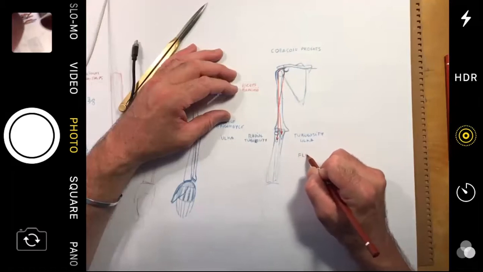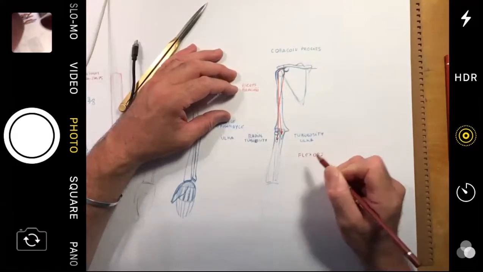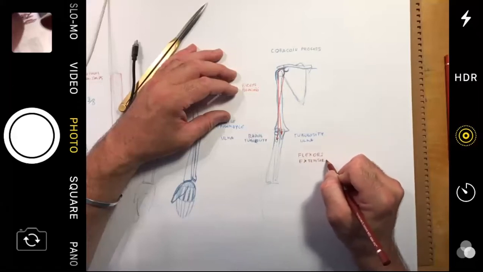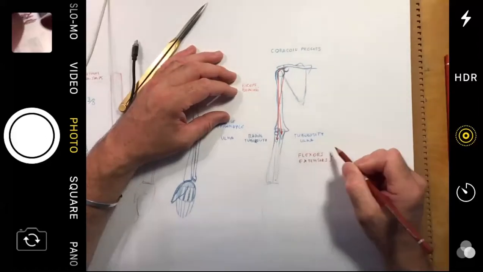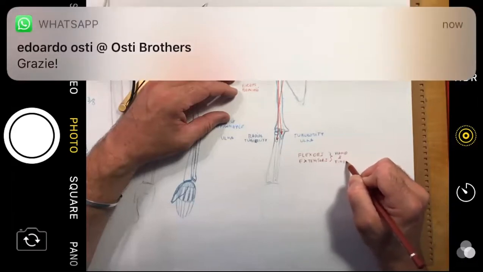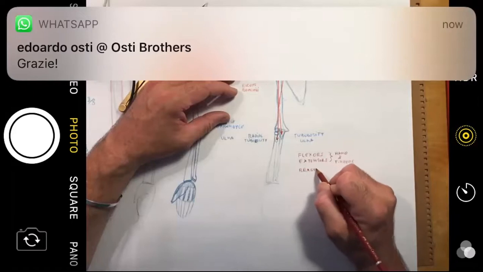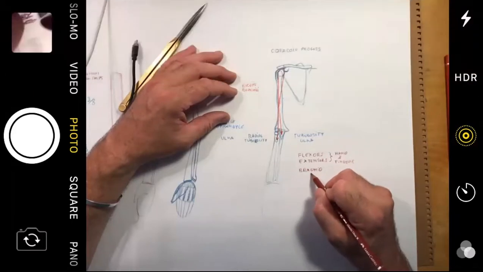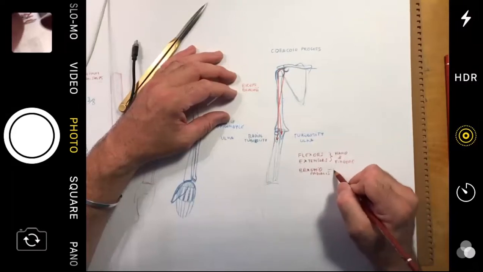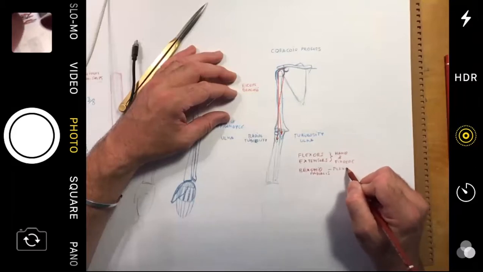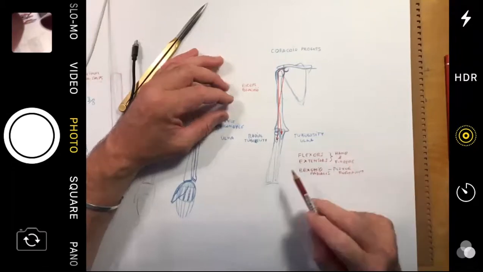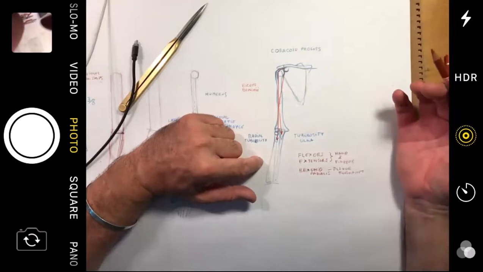So, flexors, extensors of hand and fingers, right? And the brachioradialis, which is a flexor of the forearm, right? So let's look at the flexors of the hand and fingers, right?